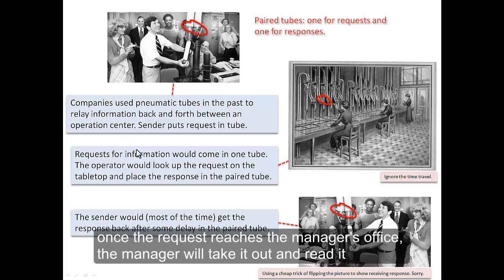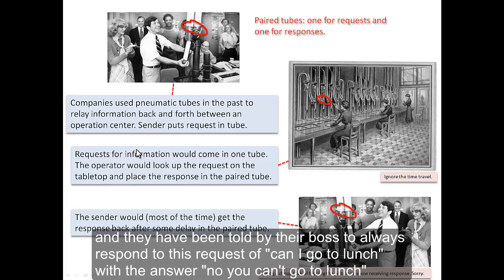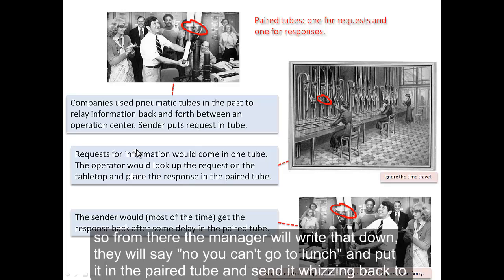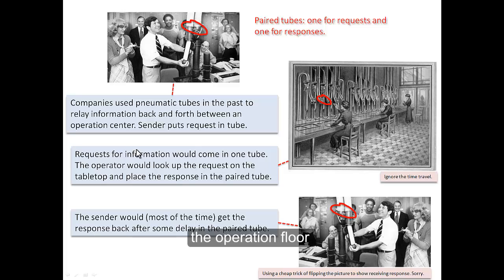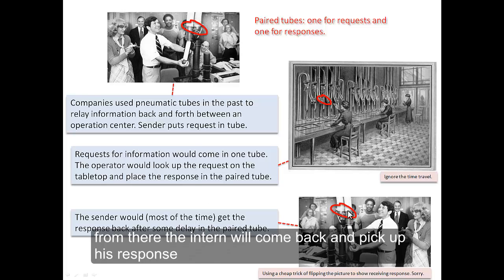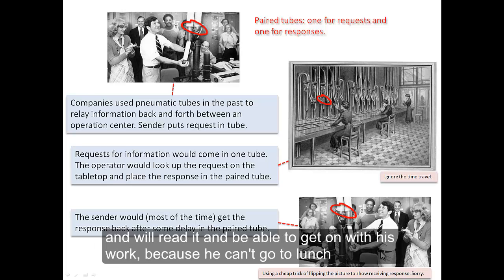Once the request reaches the manager's office, the manager will take it out and read it, and they've been told by their boss to always respond to this request of "Can I go to lunch?" with the answer, "No, you can't go to lunch." So from there, the manager will write that down, and put it in the paired tube and send it whizzing back to the operation floor. From there, the intern will come back and pick up his response and will read it and be able to get on with his work because he can't go to lunch.